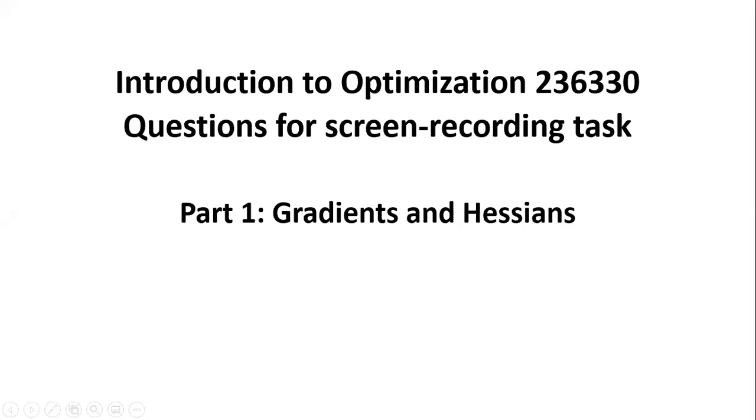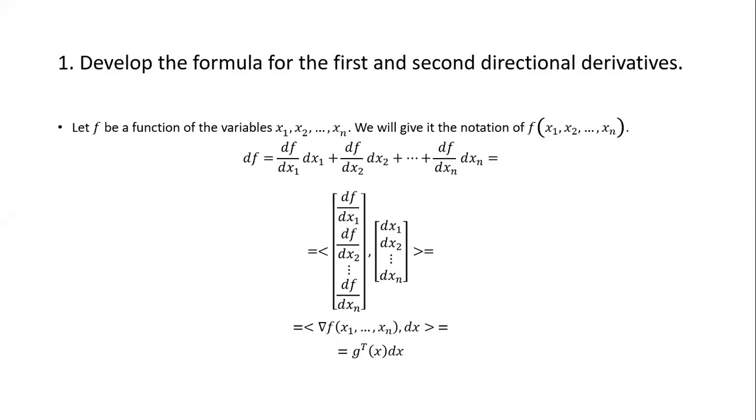Introduction to Optimization, Questions for Screen Recording Task. Part 1, Gradients and Hessians. The first question, develop the formula for the first and second directional derivatives.